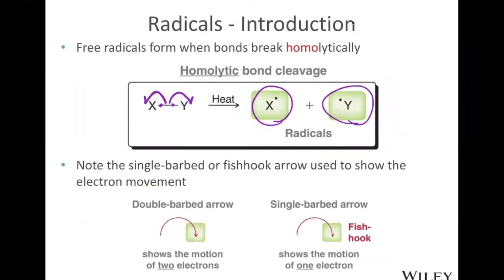Up until now, we have used a double barbed arrow to indicate that we had two electrons moving. For radical reactions, we use what's called a fishhook arrow, meaning that only a single electron moves.